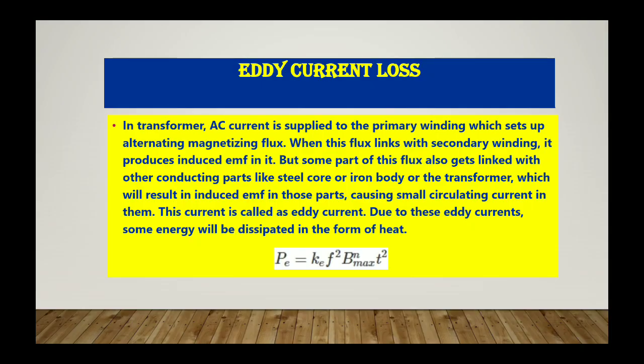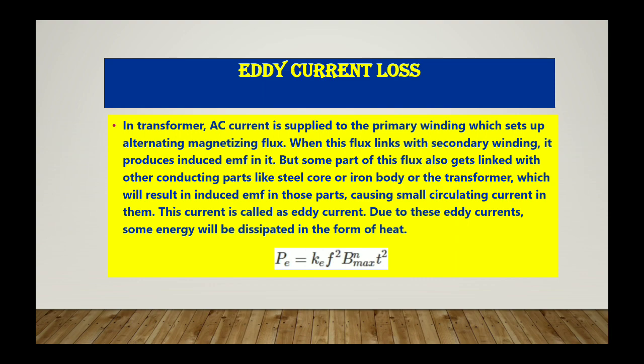Now, the first one is the eddy current loss. In a transformer, the AC current is supplied to the primary winding, which sets up the alternating magnetic flux. When this flux links with the secondary winding, it produces an induced EMF in it, that is the E2, or the mutual induced EMF.